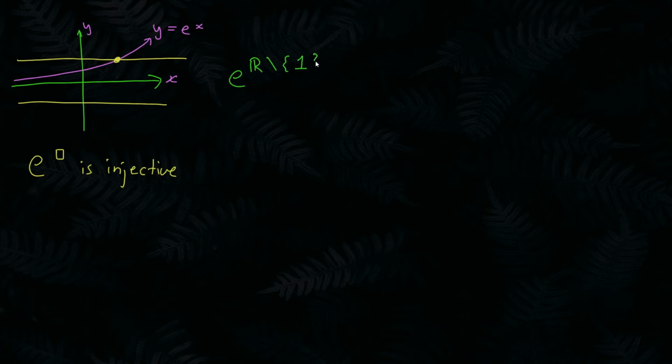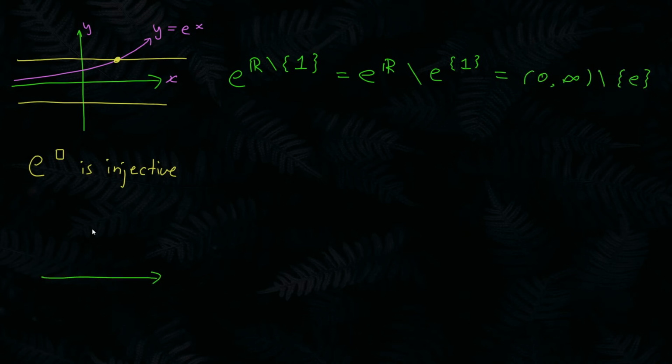So we had e to the power of (R delete 1). Basically, we want to break this up as e to the power of R, delete e to the power of 1. And we can, because of the injectivity of e to the power of x, and then we just work out each set separately. Let's now look at another example.